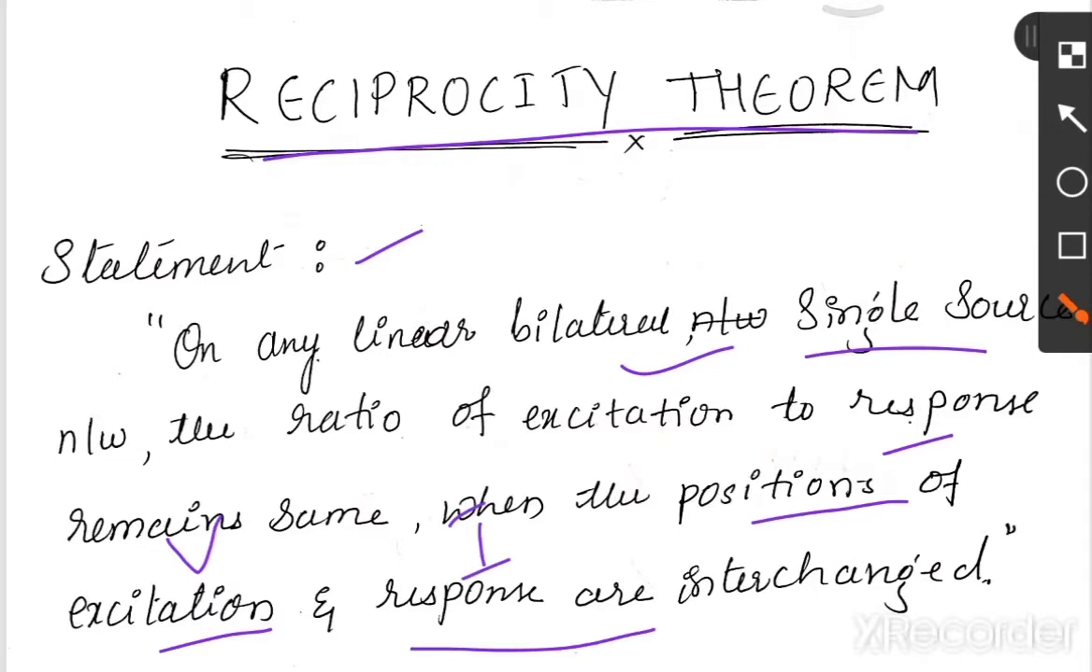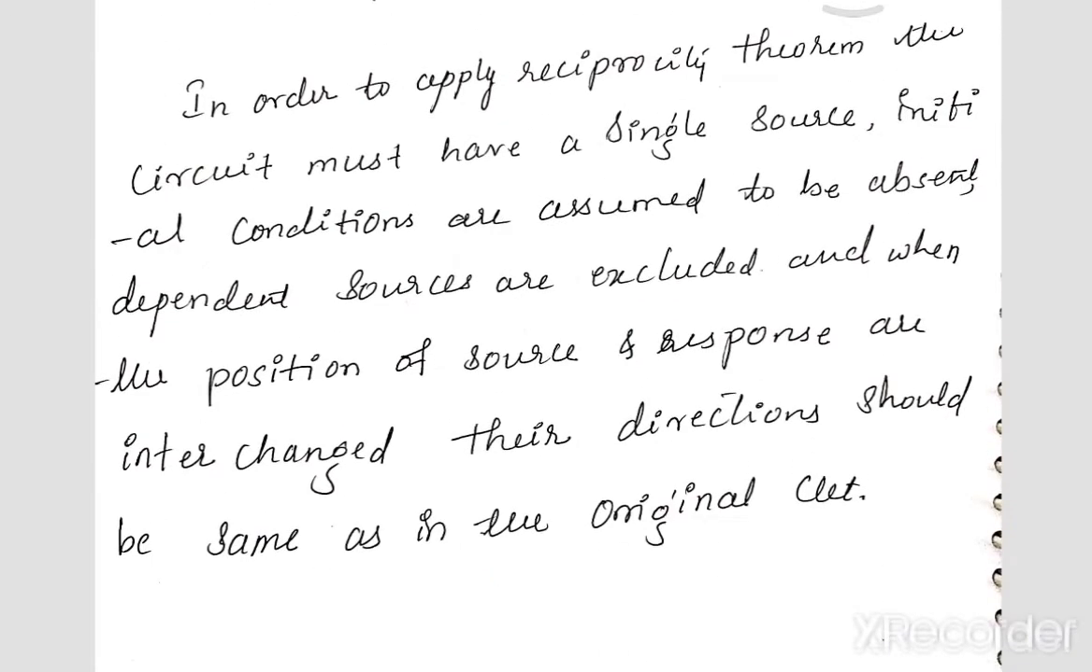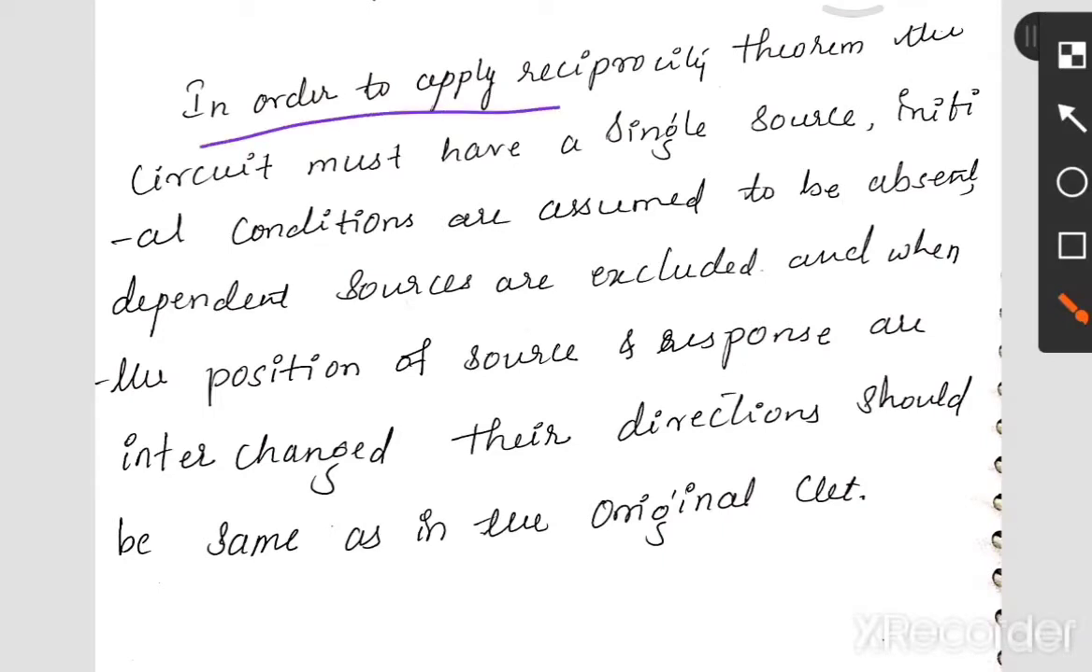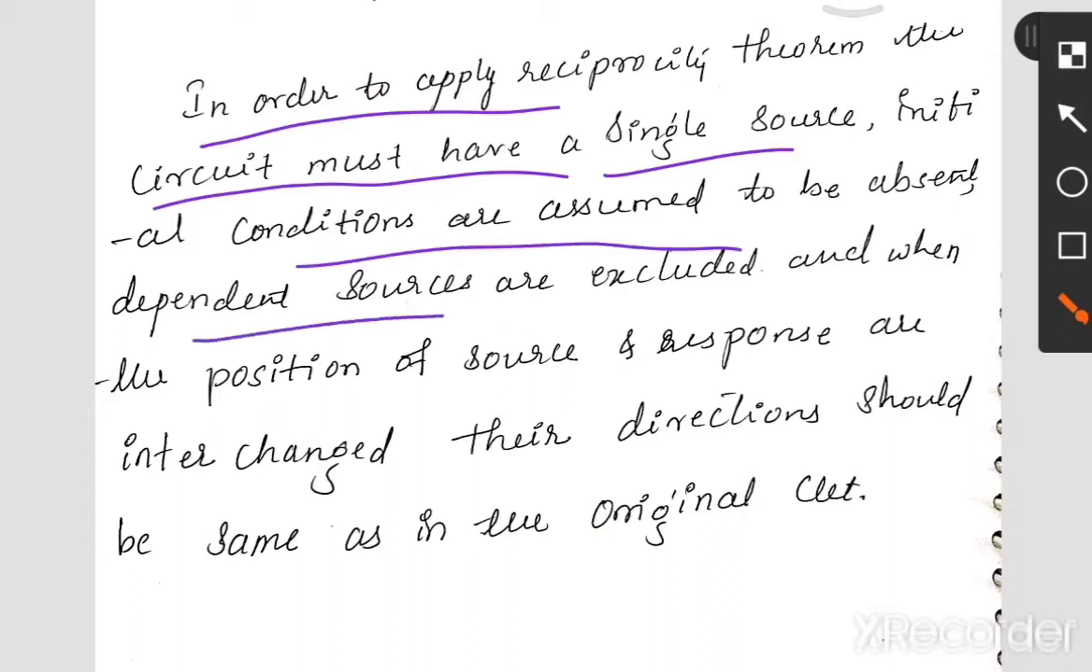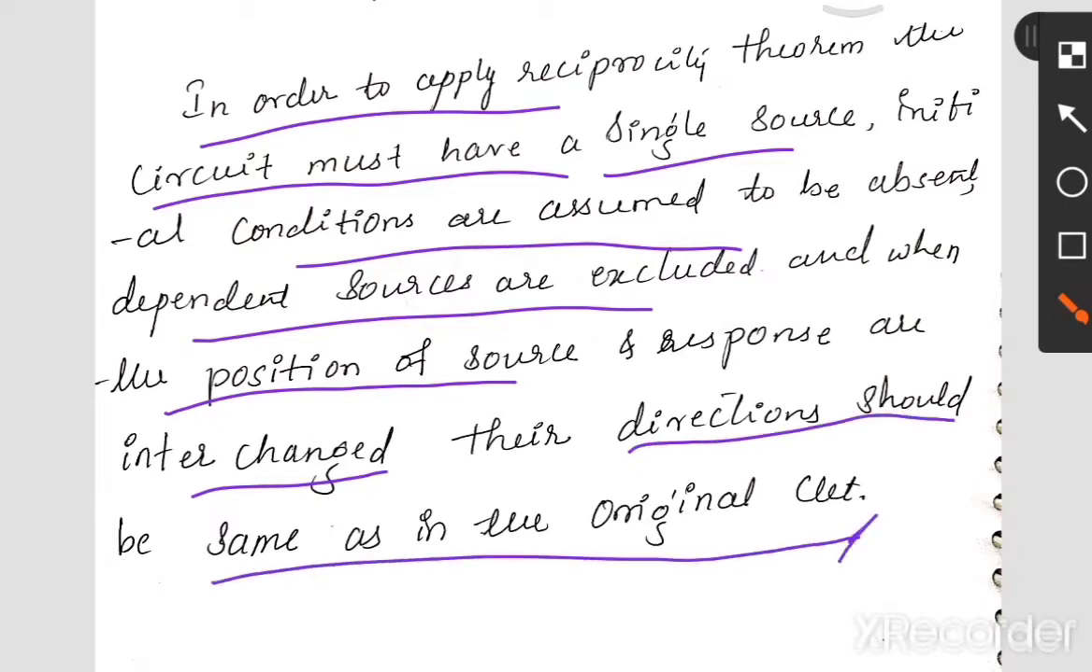So in the circuit, the V and I ratio remains the same if you change their positions, V to I and I to V. There is a note we have to remember. In order to apply the reciprocity theorem, the circuit must have a single source. Initial conditions are assumed to be absent and dependent sources are excluded, and when the positions of the source and response are interchanged, their directions should be the same as in the original circuit.